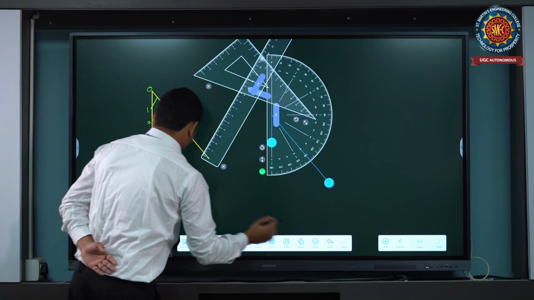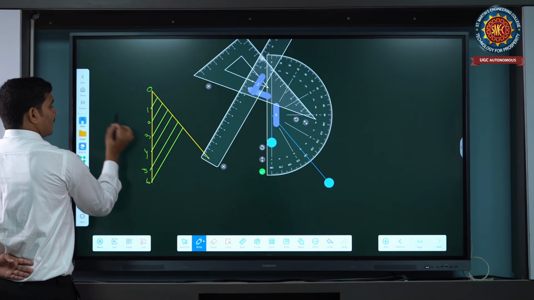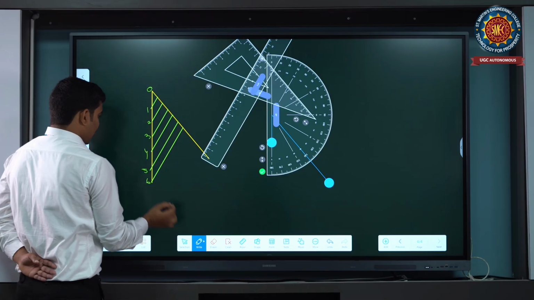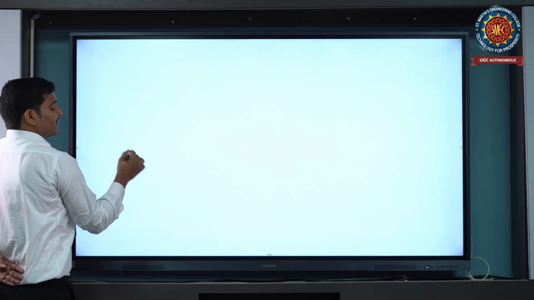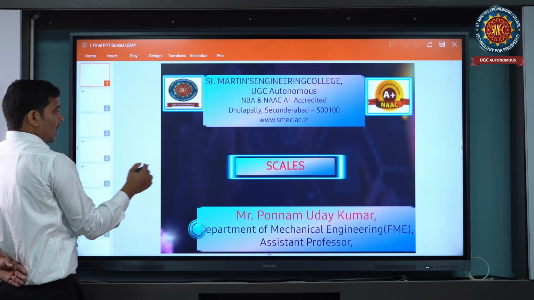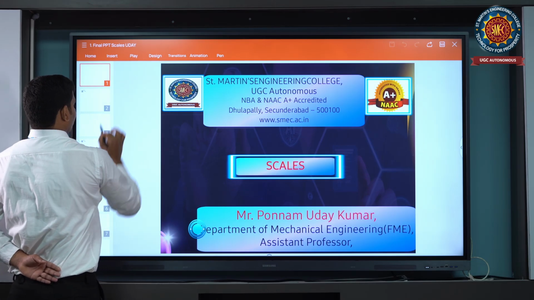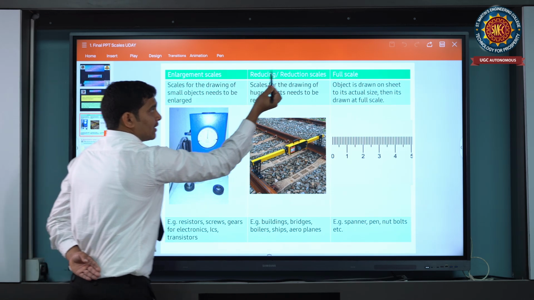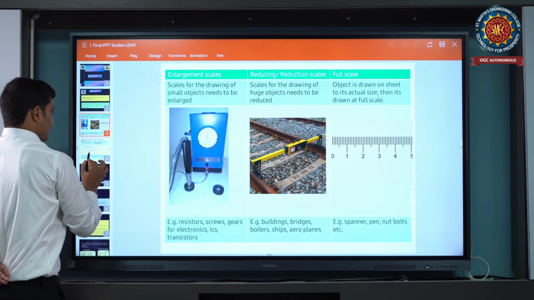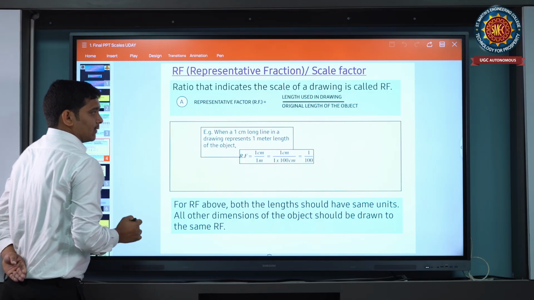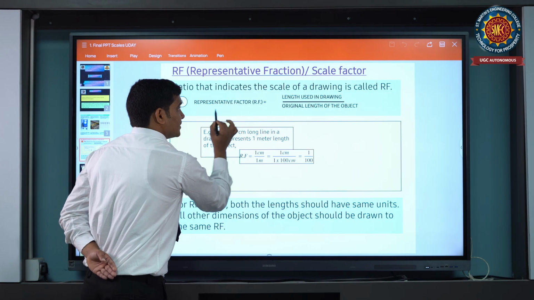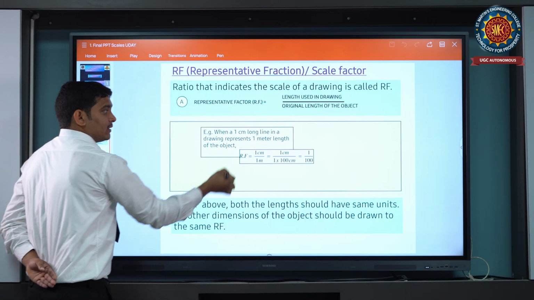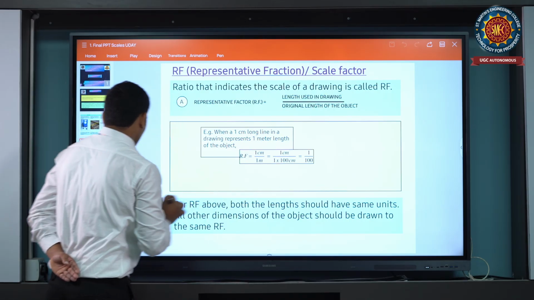Now we are observing one PPT here to mark the dimensions of the object. Here we need to mark some different types of dimensions of the object. For example, this is the enlargement of the scales. Enlarging scale, reducing scale and full scale are used to mark the dimension. Mainly the representative fraction, which we have already discussed, is the length used in the drawing divided by the original length of the object. For example, 1 centimeter, or instead it may be given as 1 kilometer.